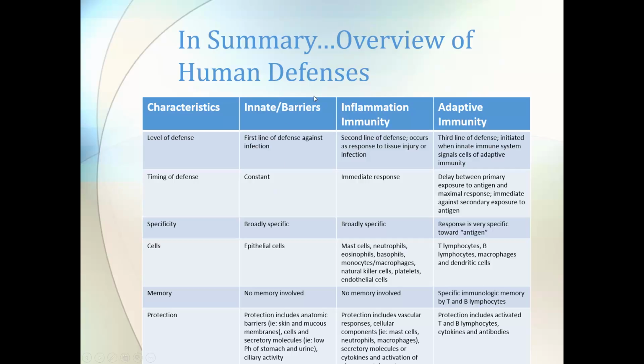So I have all 3 lines of defense here. So barrier, skin, inflammation, and then your more specific adaptive immunity. And each one of these here lists for you the different categories of their characteristics. So what kind of level of defense they provide, how long it takes, or the timing of the defense. Are they specific? Are they not? What cells are involved? Do they have memory? Do they not have memory? And then what kind of protection is involved with that particular line of defense? This breaks down some of the abstract concepts that we talked about today into nice little categories for you. And hopefully makes some sense conceptually for you about comparing one to the other. So that is there for you for review as well.